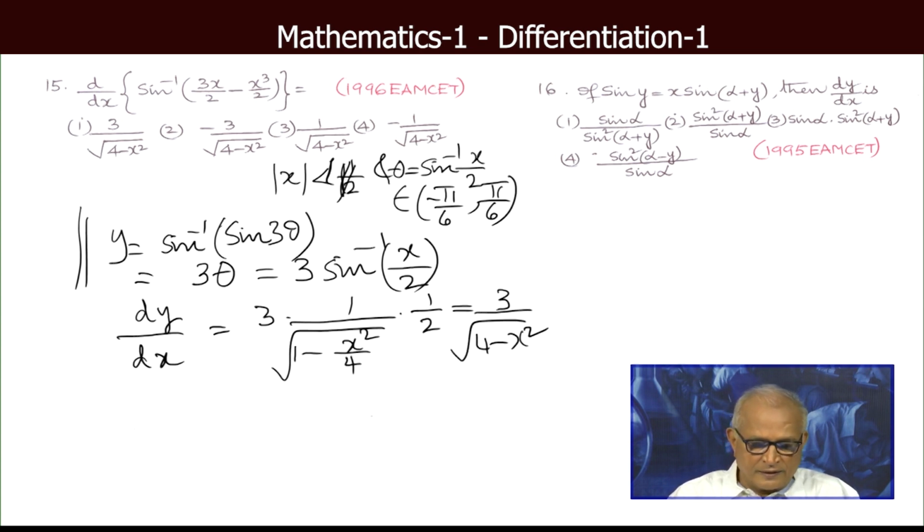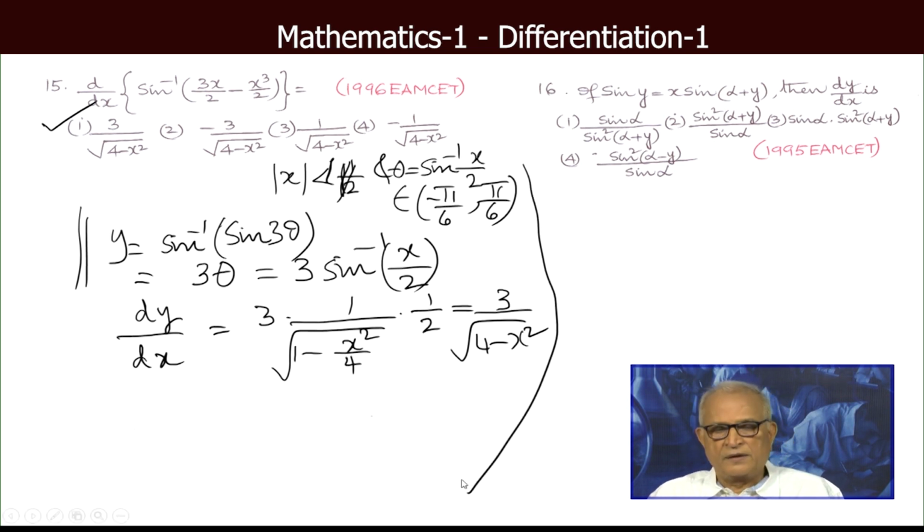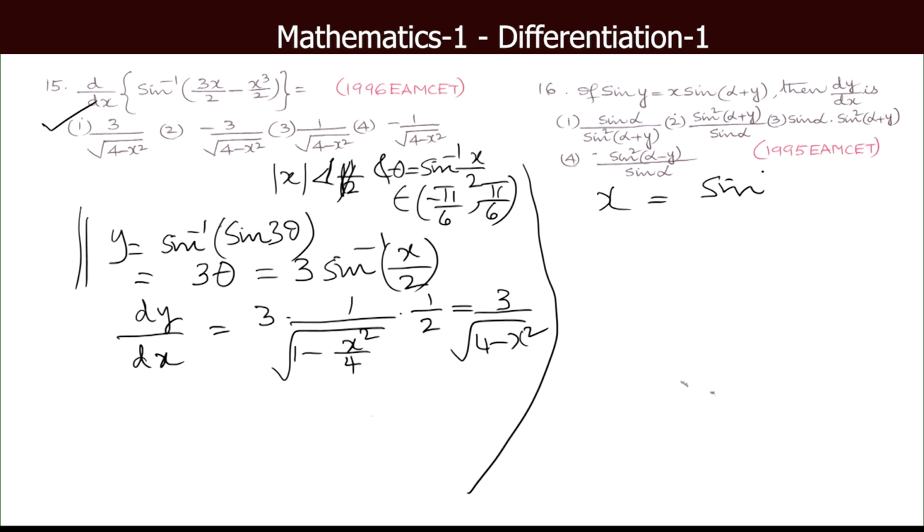So which is the first option? Sin y equal to x sin alpha plus y. Then what is dy dx? This is a 95 question paper of EAPCET. X equal to sin y by sin alpha plus y. Sometimes it is desirable to express x in terms of y rather than y in terms of x.